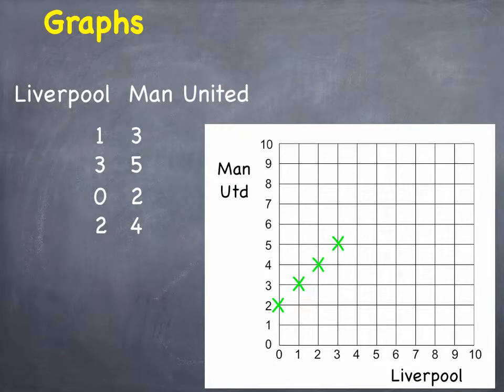Graphing the results like this shows a pattern that may not have been obvious before. As you can see, the points lie on a straight line. So how would you describe this pattern? Well, looking closely at the numbers, you can see that the Manchester United score is always 2 more than the Liverpool score.